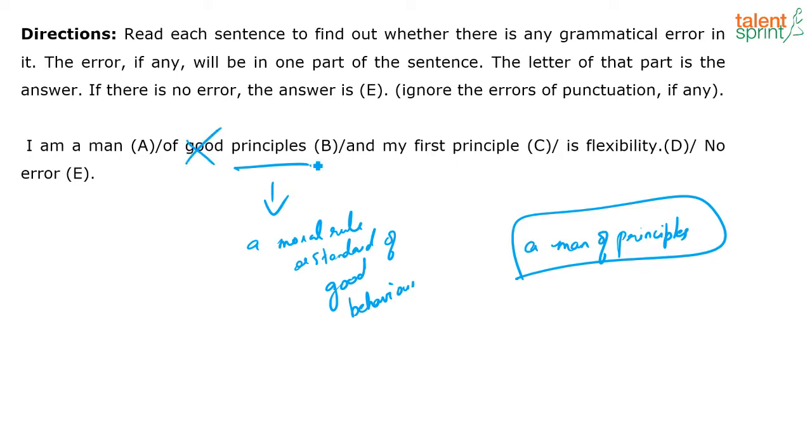"Good" in part B. The error is in part B, because when you say a man of principles, it itself means somebody who has a standard of good behavior, somebody who has a moral rule of good behavior, right? So which means I don't need that word "good", which is redundant in meaning, repetitive in meaning, superfluous in nature. Again, an error pertaining to superfluous meaning. I am a man of principles, not I am a man of good principles. Let's look at one more.